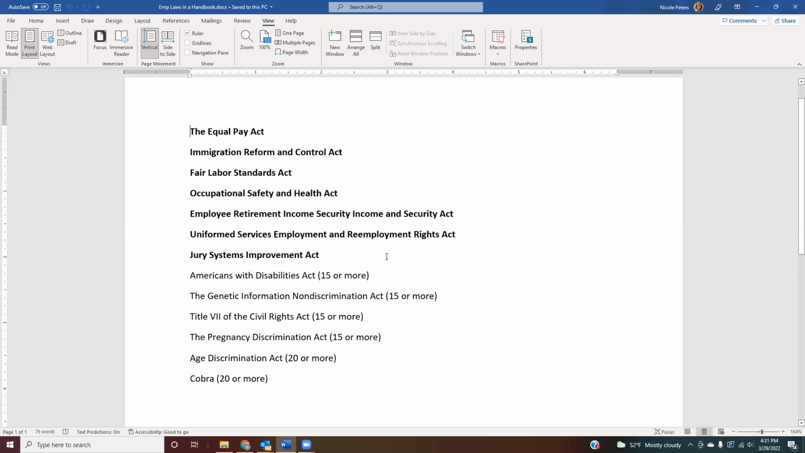The ones below, it tells you which size companies those laws apply to right next to it. So for instance, the ADA, Americans with Disabilities Act, is 15 or more. The genetic information law is 15 or more. Title VII is 15 or more. Pregnancy discrimination is 15 or more. And then age discrimination is 20 or more. And COBRA is 20 or more employees.